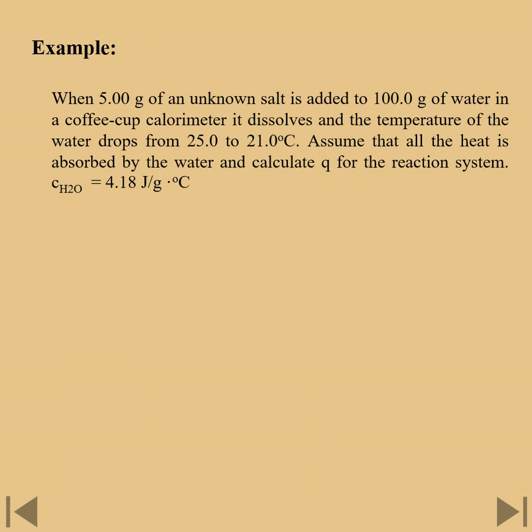Okay, let's look at an example. When a 5-gram sample of an unknown salt is added to 100 grams of water in a coffee cup calorimeter, it dissolves, and the temperature of the water drops from 25.0 to 21.0 degrees C. Assuming all the heat is absorbed by the water, calculate Q for the reaction system.